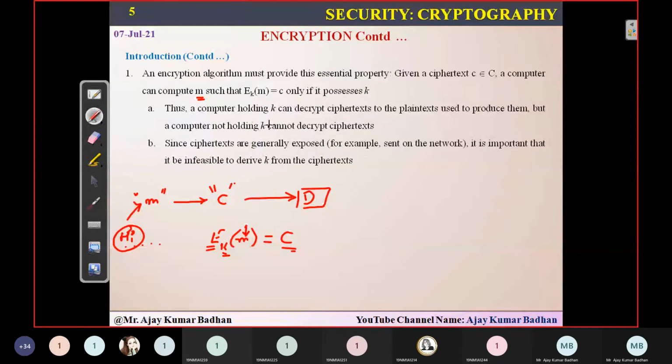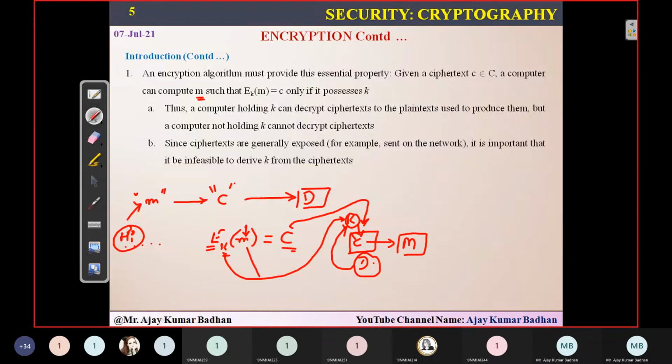Now your destination friend, whoever it is, will have the same key. This small k is whatever key I am representing here. This key will be present with the destination, and the message will reach the destination. The destination will apply this key onto the ciphertext, and finally he will get the actual message and be able to read the information.